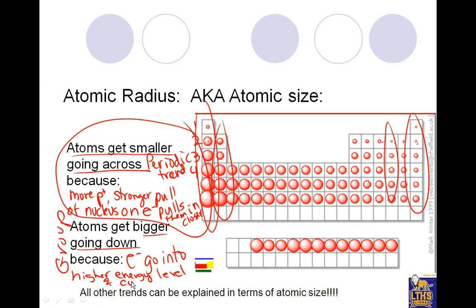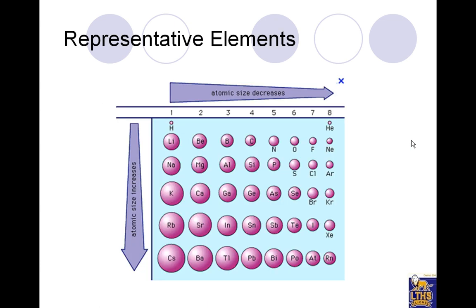and core electrons, that's all the electrons that are already there, shield the outer electrons from pull of nucleus. So we explain it with what's called the shielding effect. All the core electrons, and then you try to put a new electron in at higher energy level, it's going to be farther away. Okay, atoms get bigger going down, smaller going across in their atomic size.